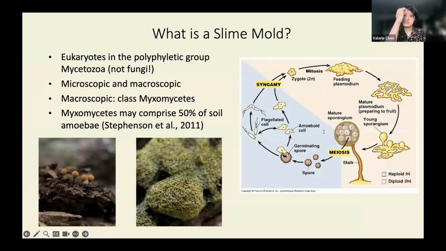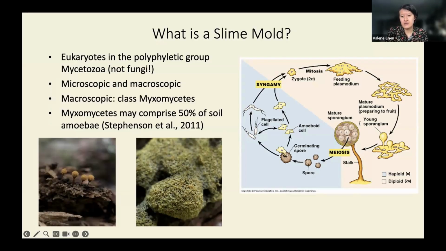And there are microscopic ones you need to see with magnification, but a lot of macroscopic ones you can also see with the naked eye. A lot of those bigger slime molds are in a group called the myxomycetes, and these weird and small organisms might seem easy to overlook at first, but myxomycetes actually comprise 50% of all amoeba-like organisms in the soil.